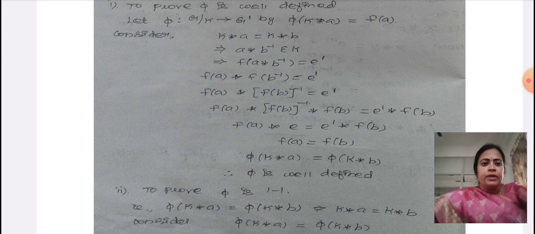So what is our f of a? That is nothing but phi of K star a, and f of b is phi of K star b. So by taking K star a equal to K star b, we have derived phi of K star a equal to phi of K star b. From this we can easily say phi is well defined.